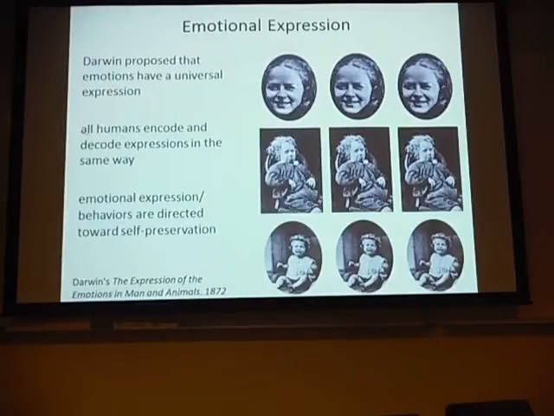And what it means that humans encode and decode expressions in the same way is that not only do most of us smile when we see a really cute little baby walking through the hall, but we also can interpret each other's smiles as, oh look, she thinks the baby is cute, or she's happy that there's a cute baby in the hallway. So we not only express those emotions ourselves, but we identify those emotions in other people.